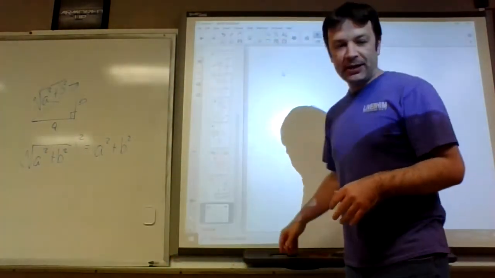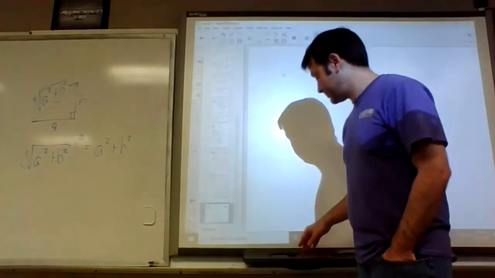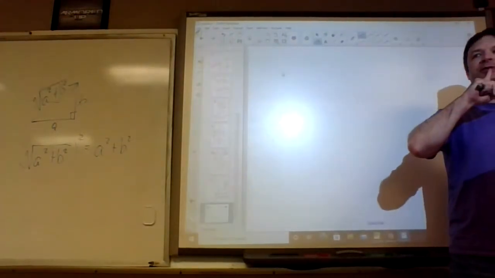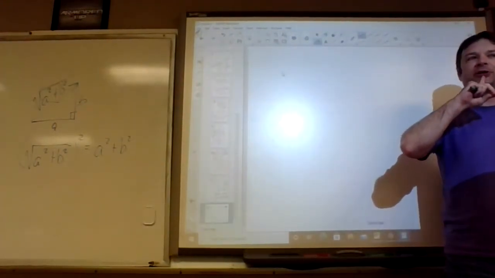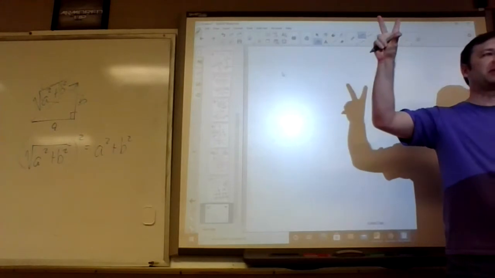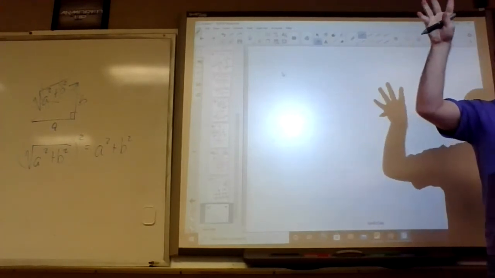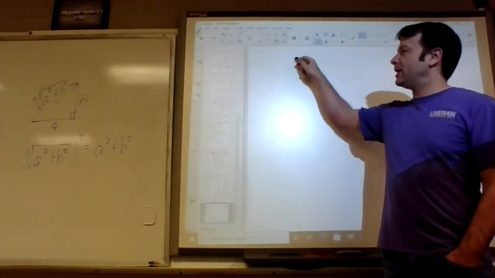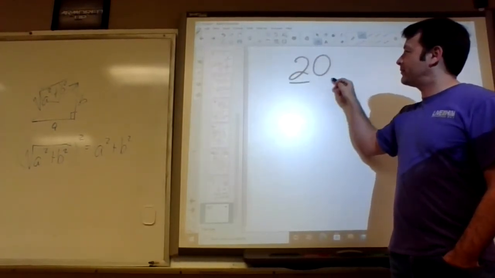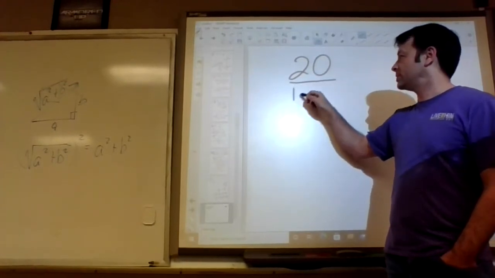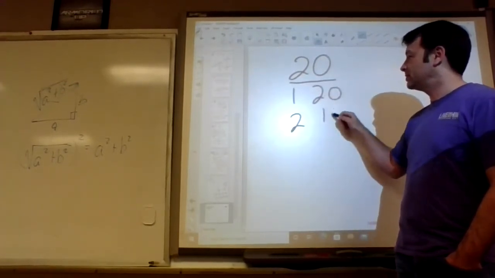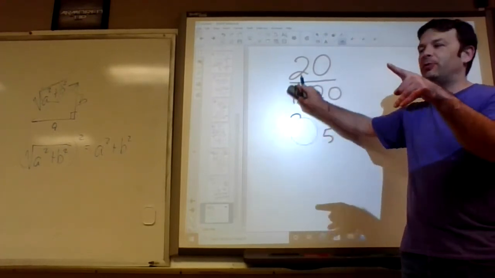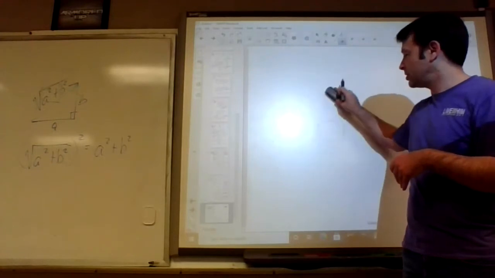Alright, chapter 10, factoring. There are three types of factoring that we learned. I'm talking about polynomial factoring. If you have normal number factoring, that was like, what are the factors of 20? Like 1 times 20, 2 times 10, 4 times 5. But with polynomial factoring, does anybody remember what we learned?